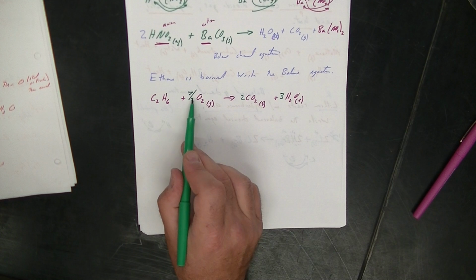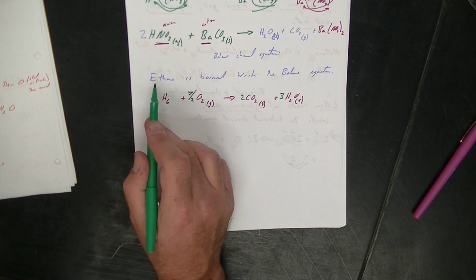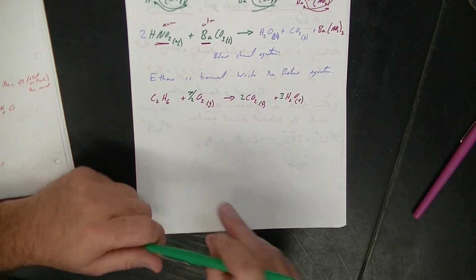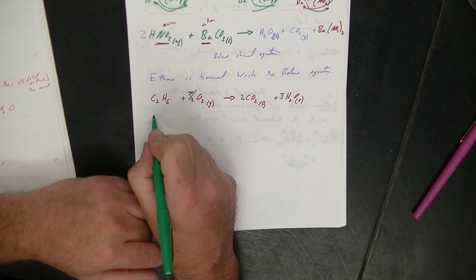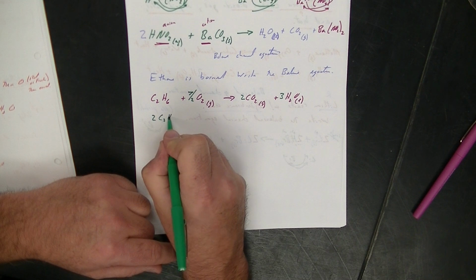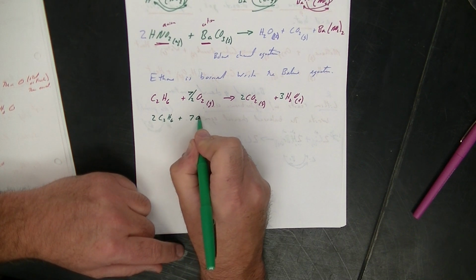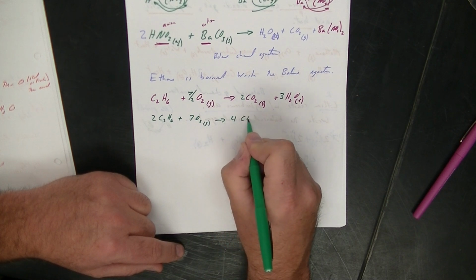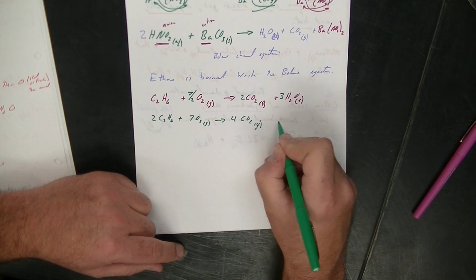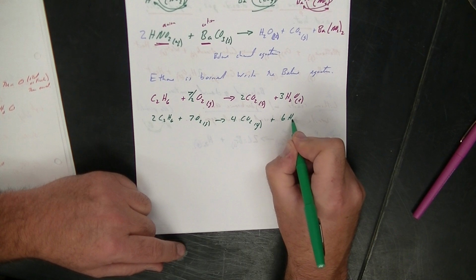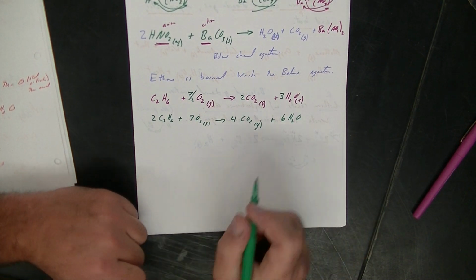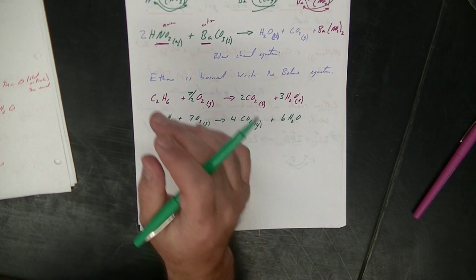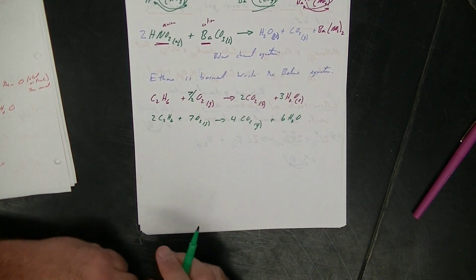So how do we get rid of this 2? Well, we multiply this whole thing by 2. If I multiply this whole thing by 2, I end up with 2 C2H6 plus 7 O2 gas goes to 4 CO2 gas plus 6 H2O. It's just a little trick that'll help you balance these equations. If you use that trick, this becomes pretty easy.